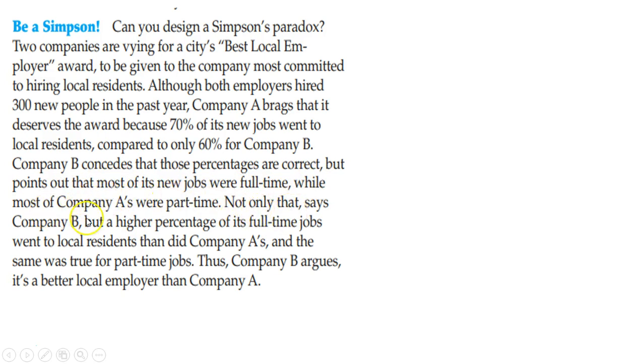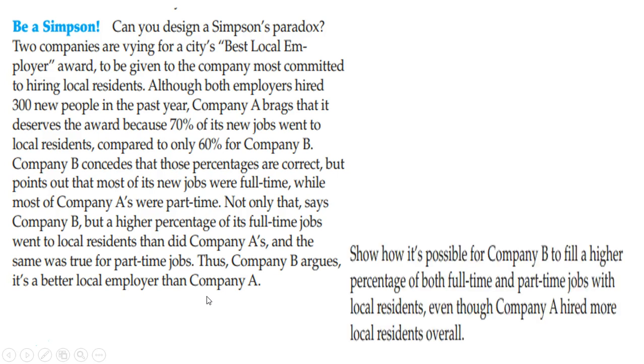Not only that, says Company B, but a higher percentage of its full-time jobs went to local residents than Company A's, and the same was true for part-time jobs. Thus, Company B argues it's a better local company, again because they split it down into smaller subgroups, right? So how is it possible for Company B to fill a higher percentage of both full-time and part-time jobs with local residents, even though Company A hired more?